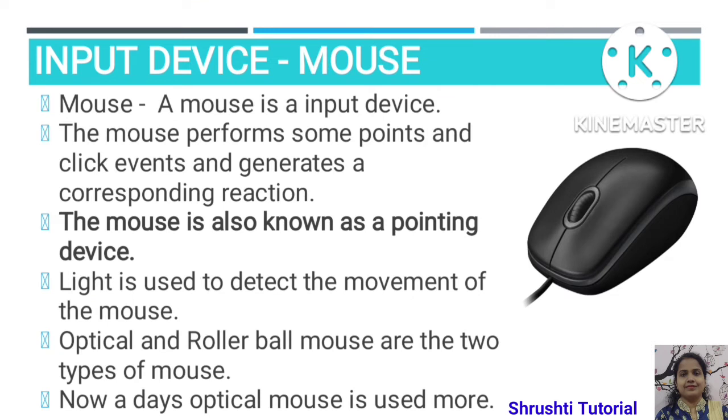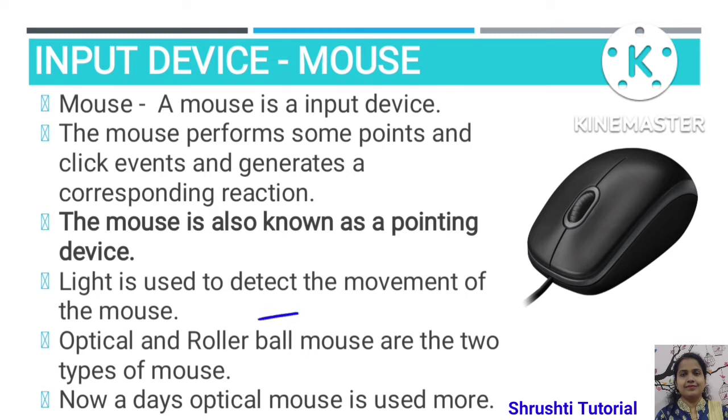Input device, mouse. A mouse is an input device. The mouse performs some point and click events and generates a corresponding reaction. We also call the mouse a pointing device. You might have seen when you are moving the mouse, a pointer is moving on the screen. So this is known as a pointing device. There are many types of mouse like wired mouse, wireless mouse, Bluetooth mouse, trackball mouse. These are different types of mouse.